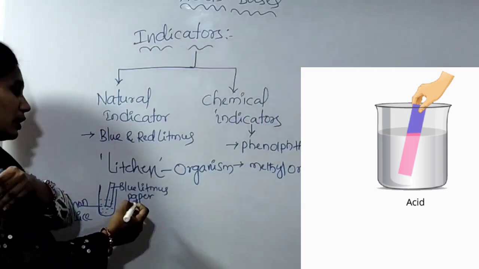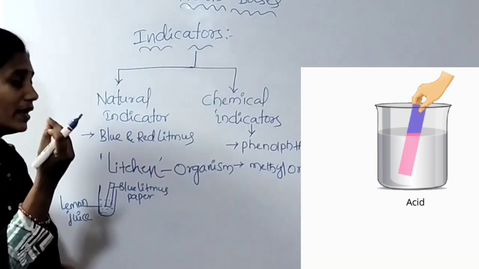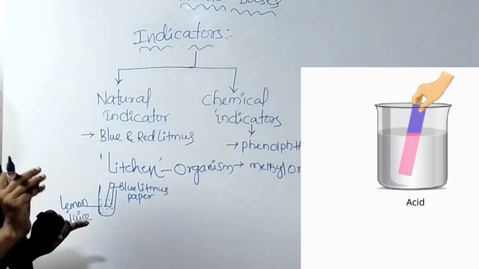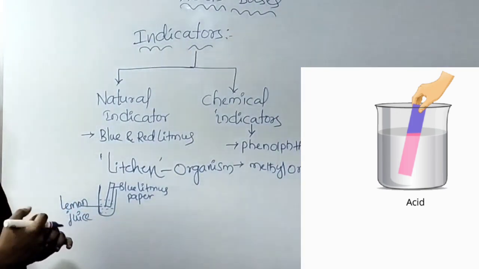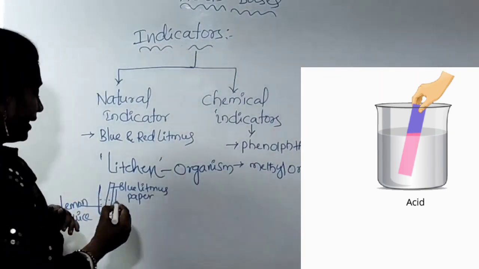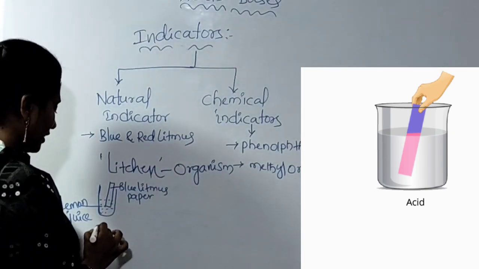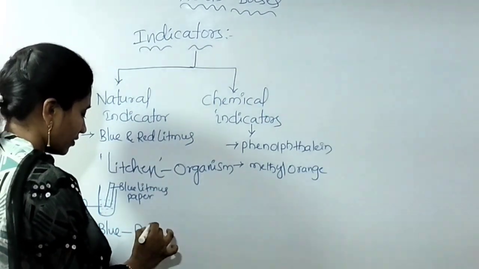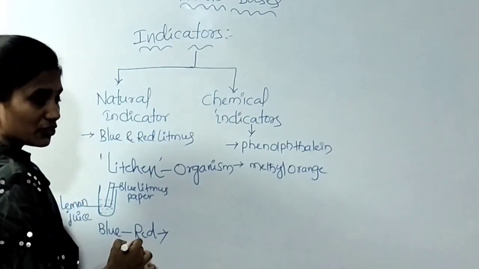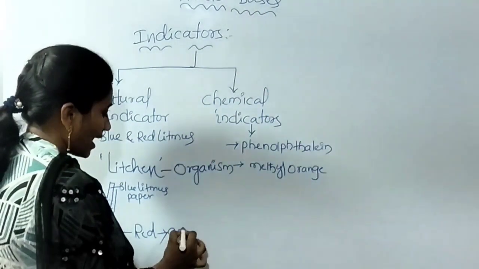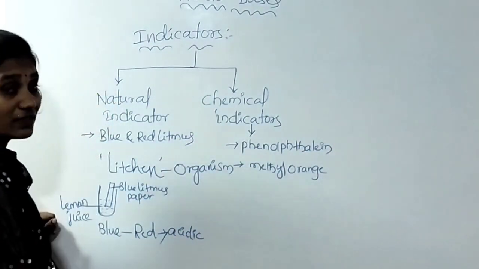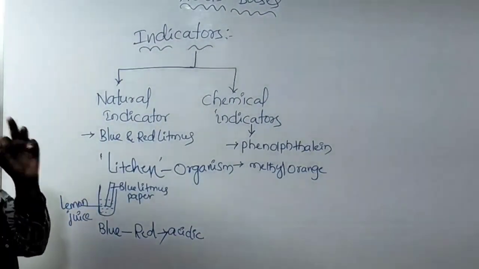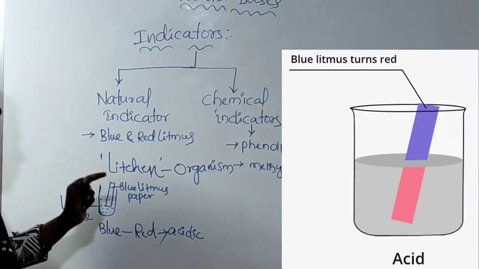So when blue litmus paper is dipped in an acidic solution, the color of the blue litmus paper turns into red color. If we observe that blue to red color change, we can conclude that the solution is an acidic solution. That is the nature of the solution: acidic.